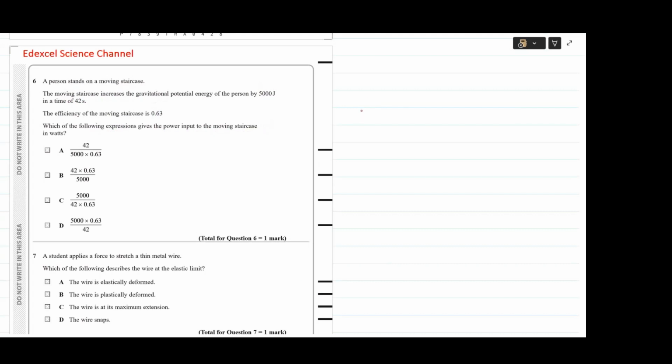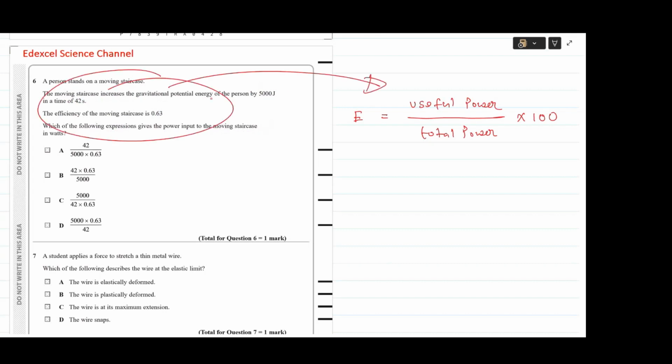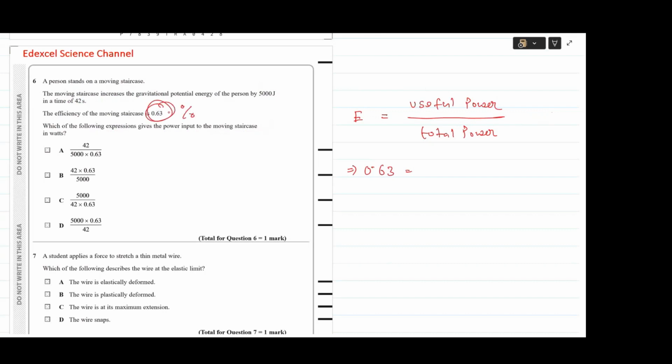Now, we know that the general formula for efficiency is useful power divided by total power times 100. Now, we are going to take information from the question and just plug it in the formula. So the efficiency is 0.6. Actually, we should not use 100 over here because the efficiency is not given as a percentage. If it was given as a percentage, then we would have used 100 on the side.